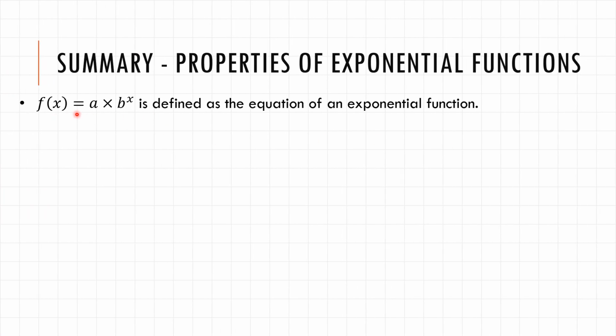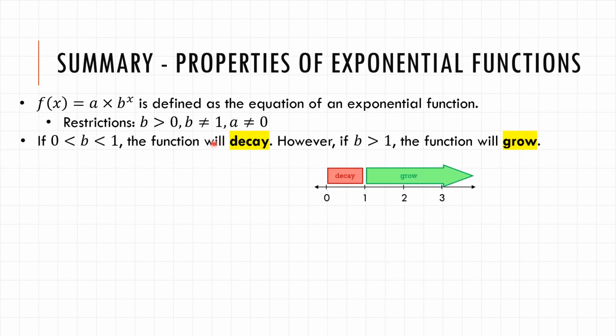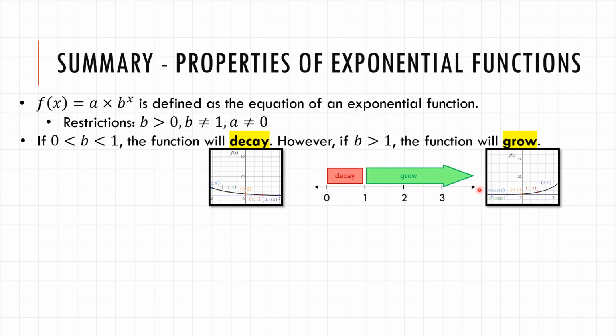This is the definition of an equation of an exponential function. Of course, there are some restrictions, like b has to be greater than 0, it can't be 1, and a can't be 0 either. But as long as you abide by these restrictions, this will create a graph that is either decaying or growing exponentially.